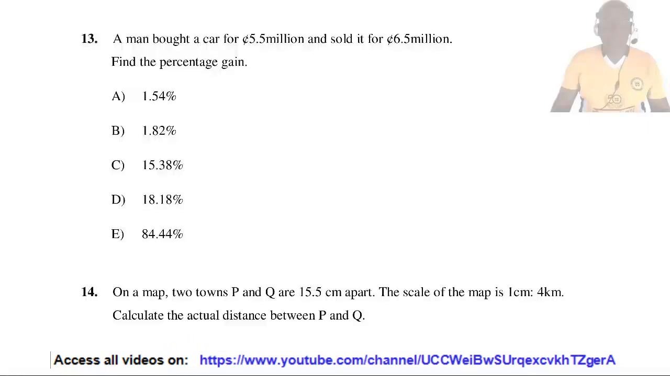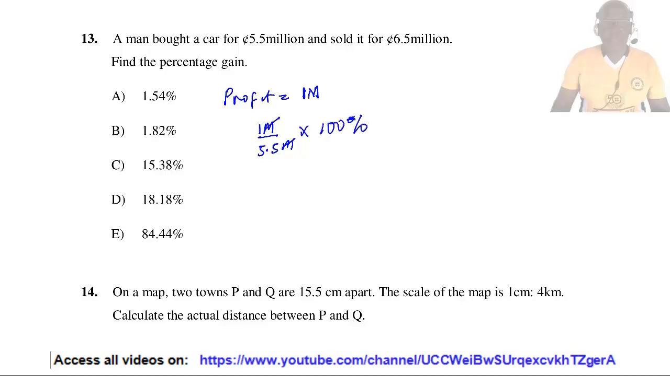Question 13. A man bought a car for 5.5 million cedis and sold it for 6.5 million cedis. What is the percentage gain? The profit is going to be equal to 6.5 minus 5.5, which equals 1 million cedis. Now, the percentage profit is going to be equal to 1 million cedis divided by the cost, which is 5.5 million, times 100%.